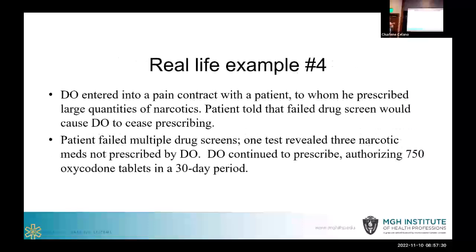Another example was an osteopathic physician who had a pain contract with a patient, and he was prescribing pretty large quantities of opioids. The patient had been told in the pain contract during the visit that if you have a drug screen and things don't come back right, I'm going to stop prescribing. This patient had failed more than 4 drug screens, and one of them revealed multiple agents that were not prescribed by the osteopathic physician. Yet, when the standard of care practice was put in place, they continued to prescribe, and they had authorized as many as 750 oxycodone tablets in a 30-day period.